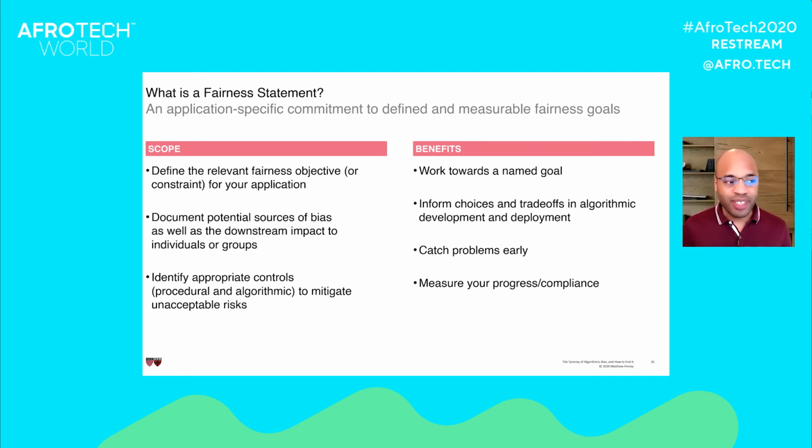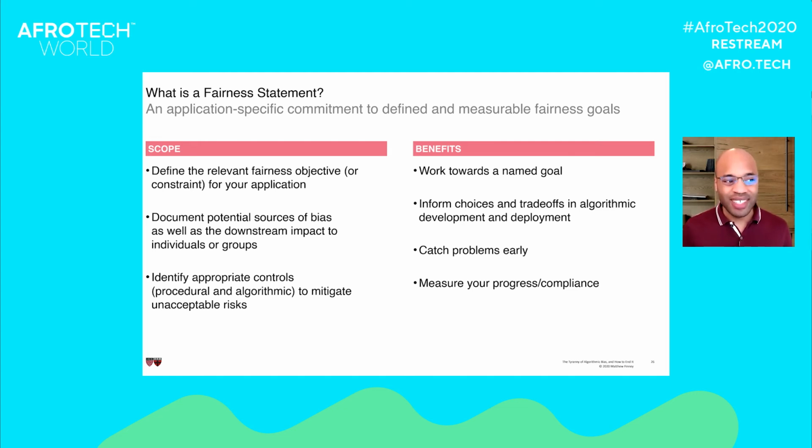One of the key benefits of the fairness statement is that it gives data scientists a named goal they can work towards. And that helps them inform choices and trade-offs in the development of algorithms and the deployment. So, for example, if we had a fairness statement that was in place for the researchers who developed the CKD-EPI algorithm for kidney function, that might have helped them say, hey, we could include race and have a slight bump in overall accuracy for our algorithm, but that presents a high risk of unfair outcomes.